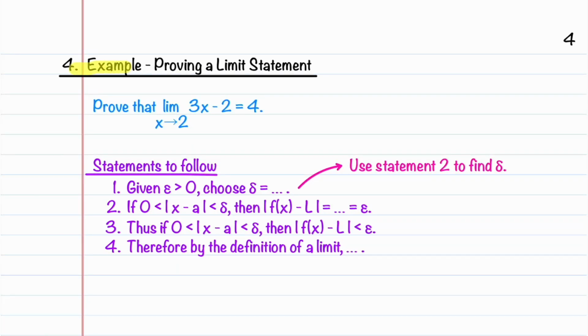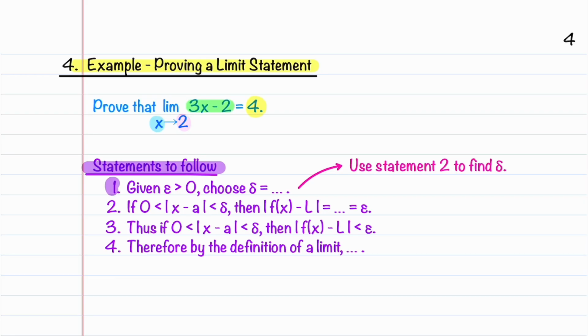In this example, we are going to prove a limit statement using the epsilon-delta or precise definition of a limit. We're going to prove that the limit of 3x minus 2 as x approaches 2 is equal to 4. Just to make things easier, I've written down some statements that we can follow just to give us some structure.